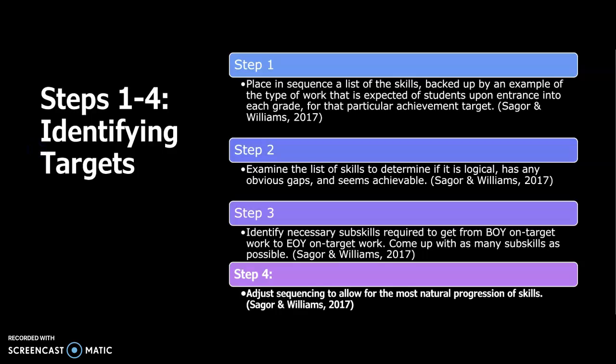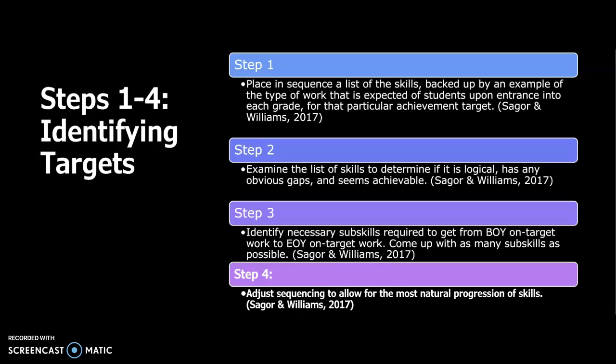Okay, slide 3. So steps 1 through 4 are all sort of this gathering information stage where you are identifying targets. So I'm a language arts teacher. In my step 1, I would need to figure out the skills, with examples, that students need to learn by the end of the year. And I'd want to put them in sequence. So I know at the beginning of the year I have certain tests that I need to have students complete, and they sort of lead into more difficult tests by the end of the year. So you just want to make sure that sequence is in order.